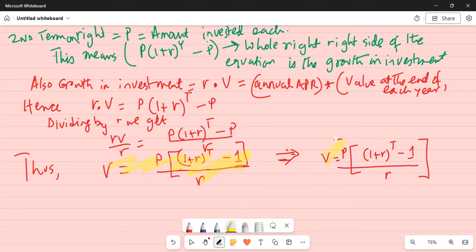Okay, this is your initial equation, and basically I derived the equation by showing that if I multiply by R on both sides, I get the growth in the total investment. R times V is also growth in investment, and P times (1 plus R) raised to the power of T minus 1 is also growth in investment. So basically I equate the growth in investment on two sides and then divide by R to get the value of the investment after T years at R annual interest rate.